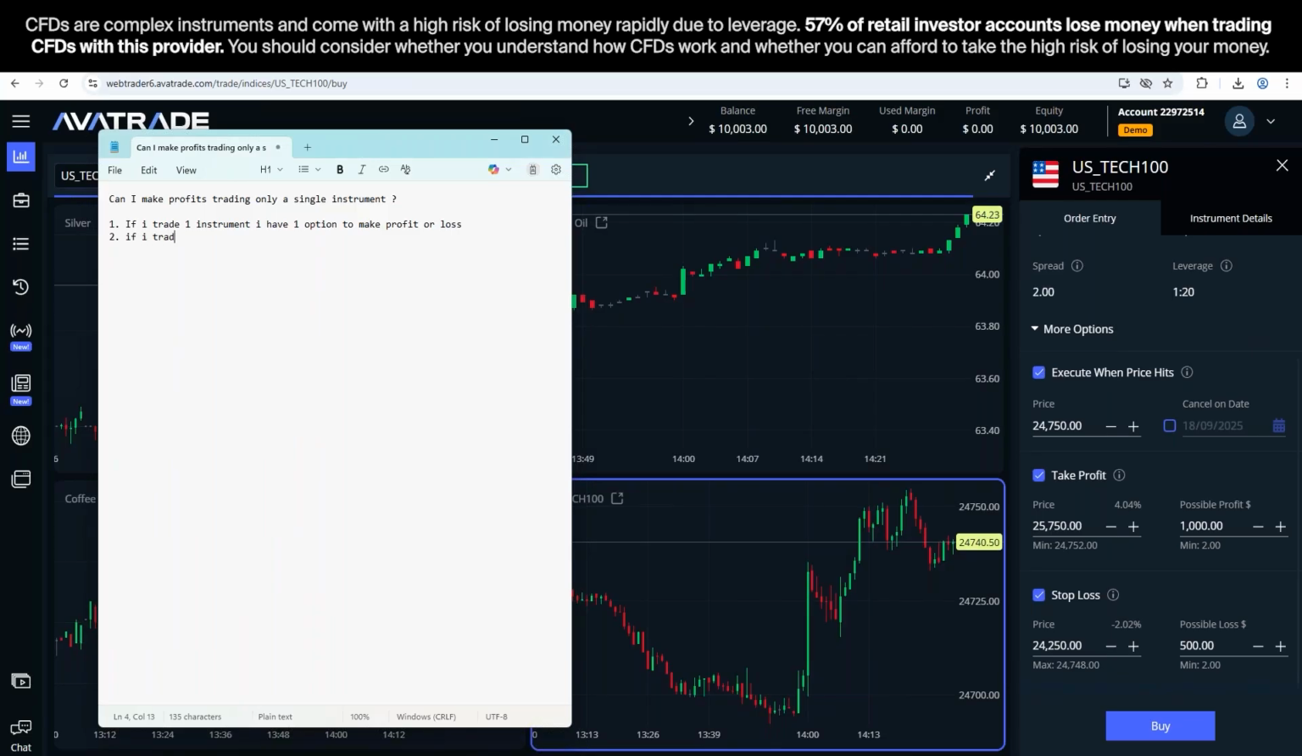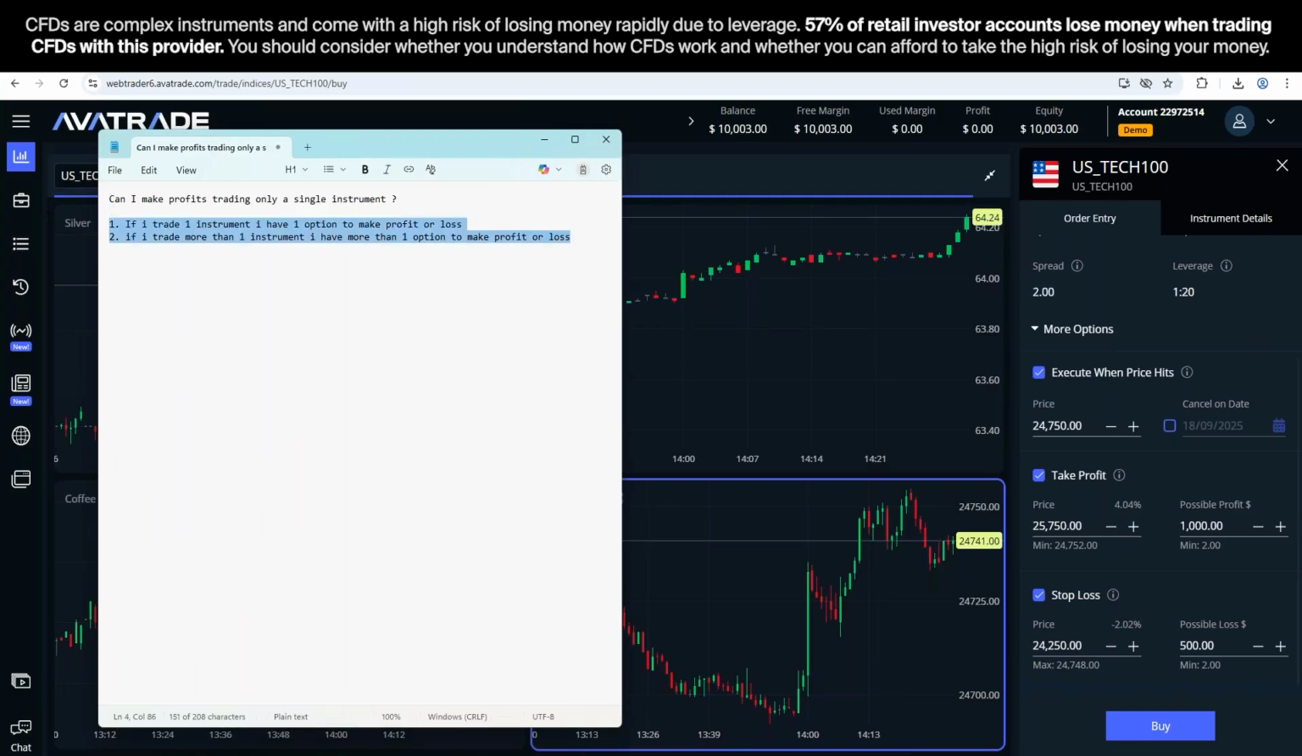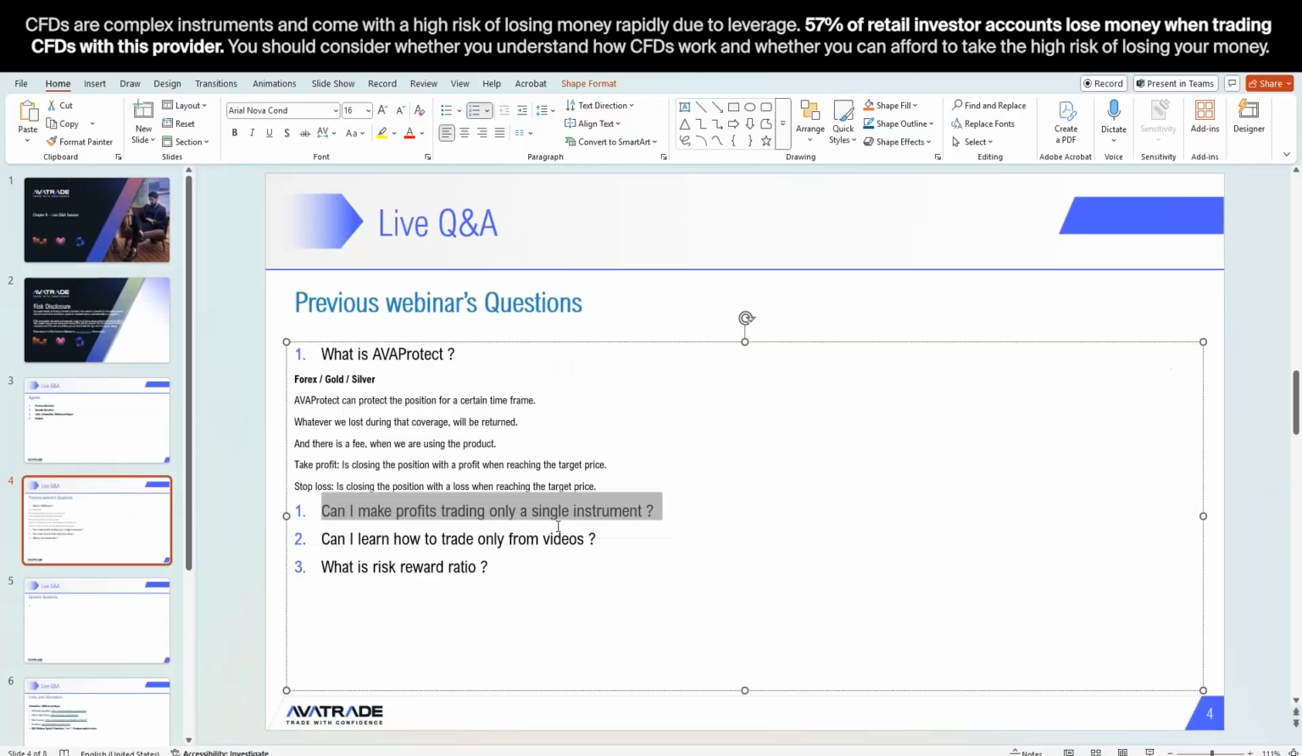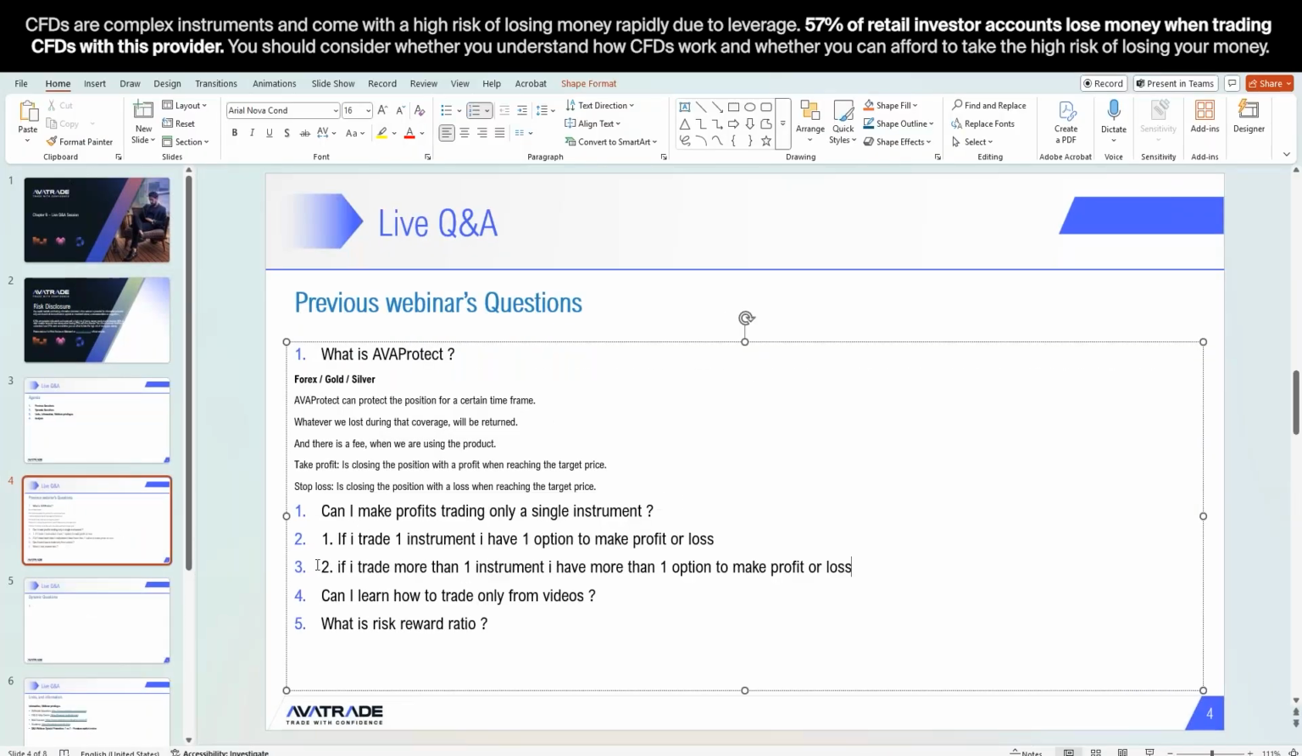If I trade more than one instrument, I have more than one option to make profit or loss. In other words, I could just write here "to diversify", but to answer directly to the question, I preferred to write it like this.